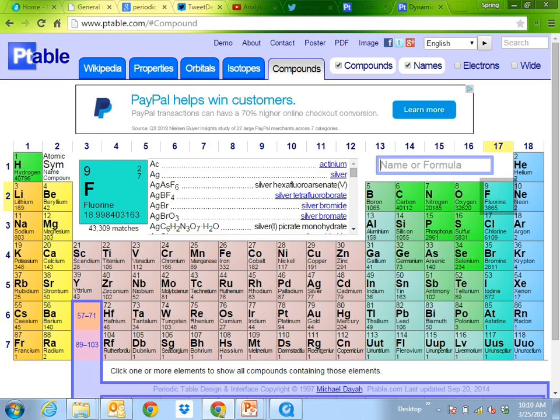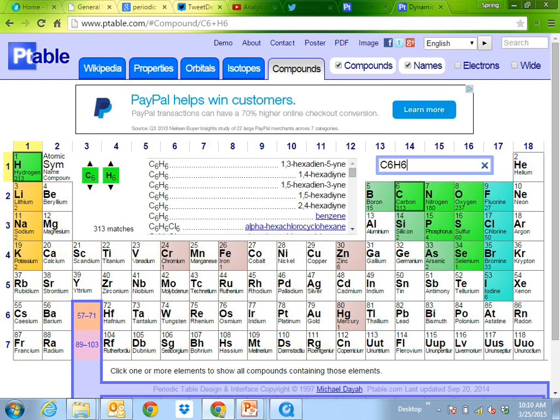Oh my gosh. Some of you guys are familiar with benzene. I could put C6H6, and there's probably more than one compound that has that formula. It's a weird world out there. Okay, but benzene was what I was after. Okay, I could click on there, and I can say the name or give you some information.